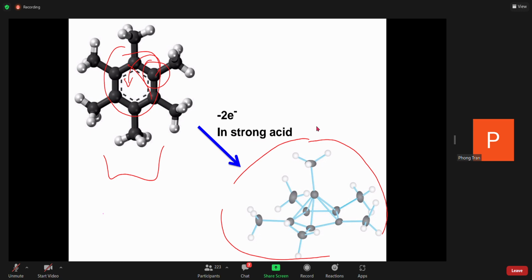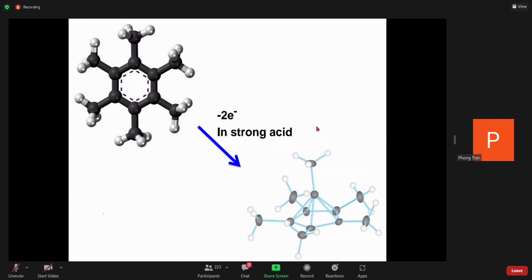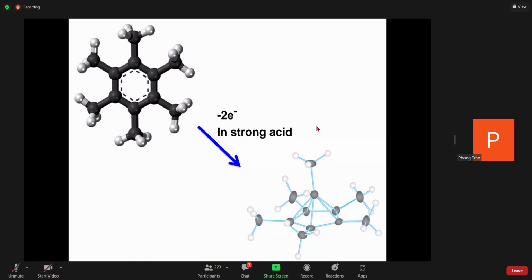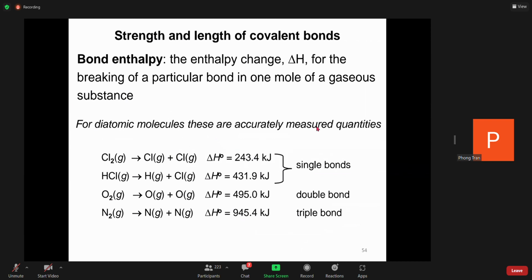So basically, it's not a simple distortion. It's quite massive, but it's correct. It's accurate experimentation. So now people working in theoretical chemistry need to imagine something to explain this structure. Now, okay, so we will finish with the last topic, the strength of the covalent bond.